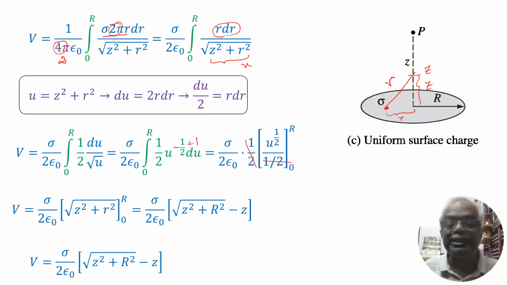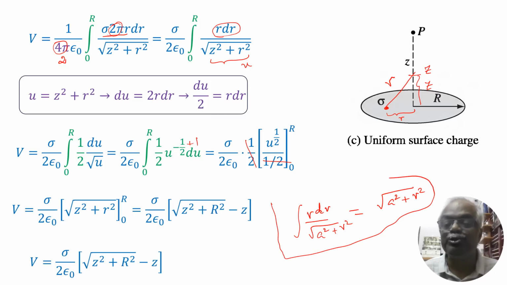Hereafter, you remember that the integral of r over a squared plus r squared, where a is some constant, with respect to r, is simply equal to the square root of a squared plus r squared. This is a standard integration I am going to use frequently. So you remember that; this is another standard integration. Here I have done it by replacing the variable, but hereafter I will take it for granted.